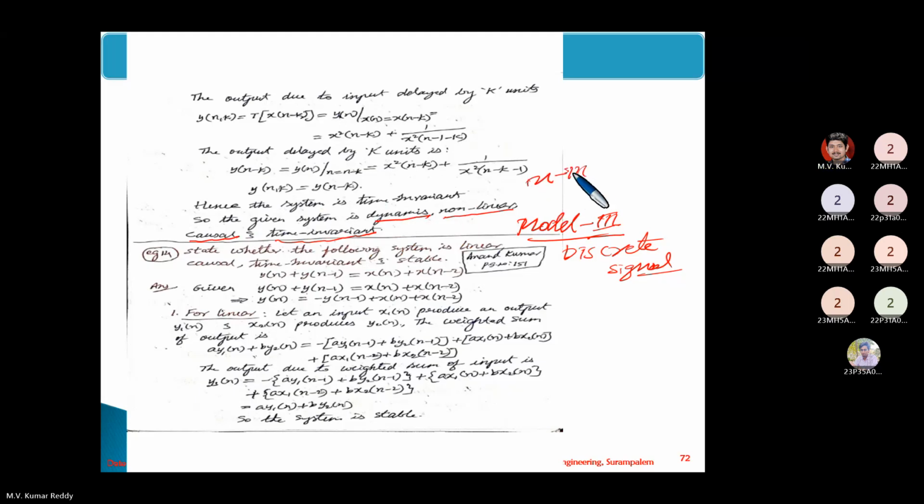Model 3 but continuous. Model 3 continuous, but here model 3 discrete system. Okay, discrete system or signal. Okay, main is signal, that is a system, discrete system. Okay, here discrete system is given. For the discrete system we have to find whether it is linear, non-linear, casual, time invariant, and stable. You have to find these concepts.